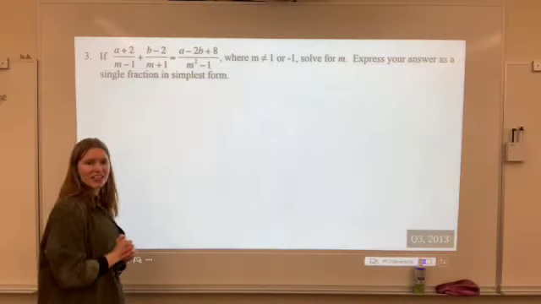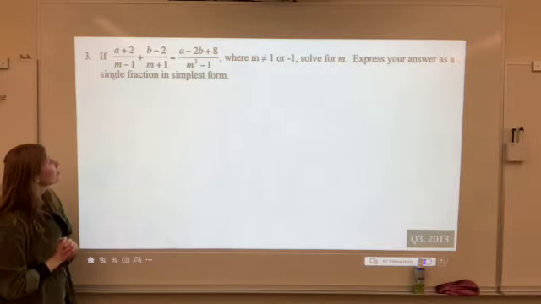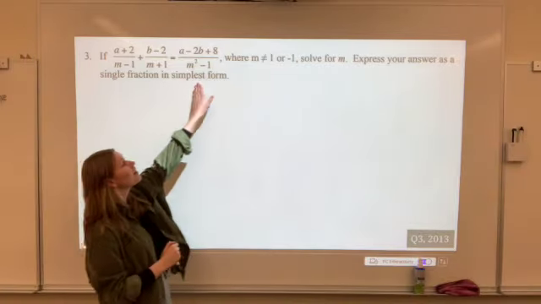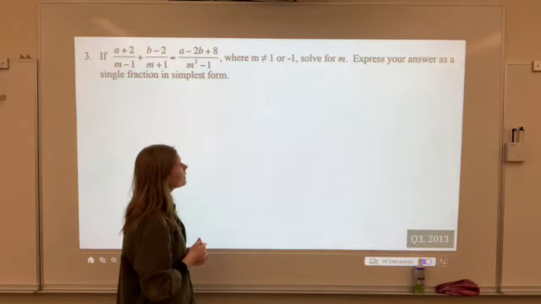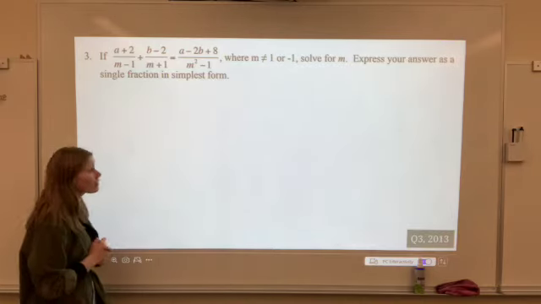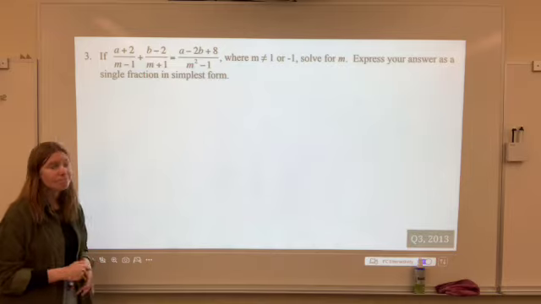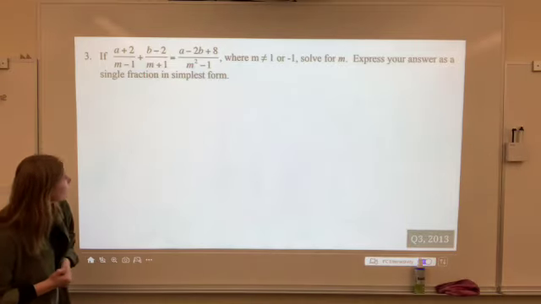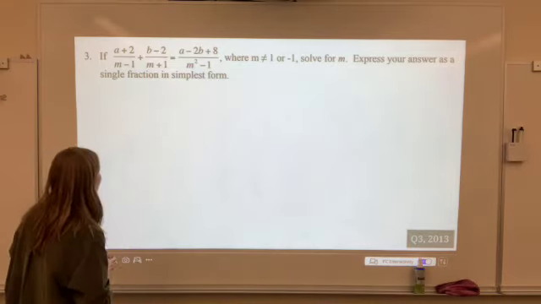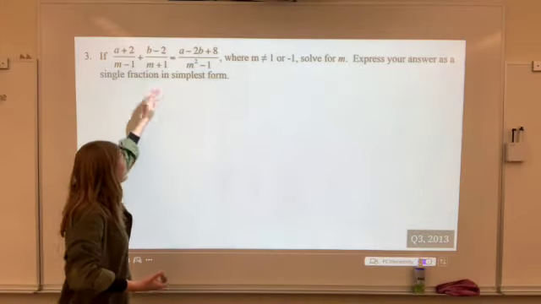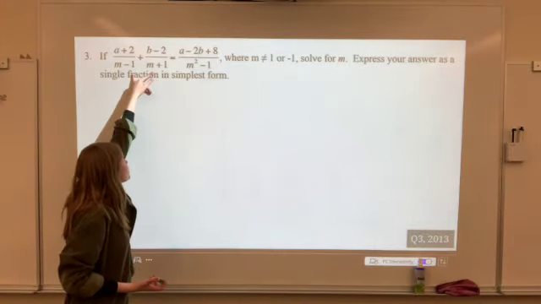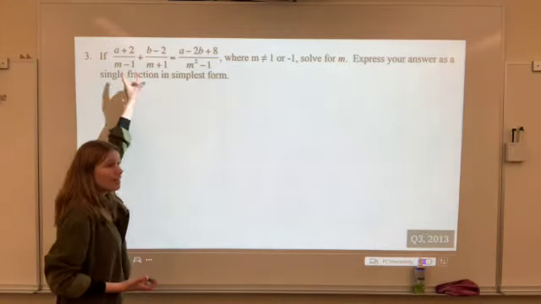All right, here's the next problem. If this equation, where m is not equal to 1 or negative 1, solve for m. Express your answer as a single fraction in simplest form. Okay, so first, you can see over here, we have two fractions added together is equal to another fraction. What I want to do immediately is find a common denominator between these two and combine them.